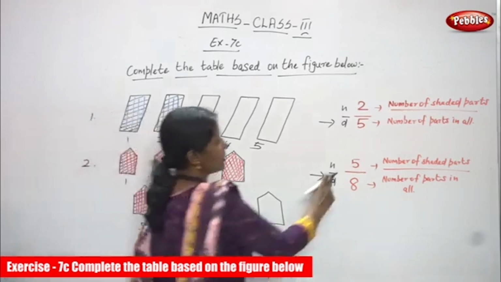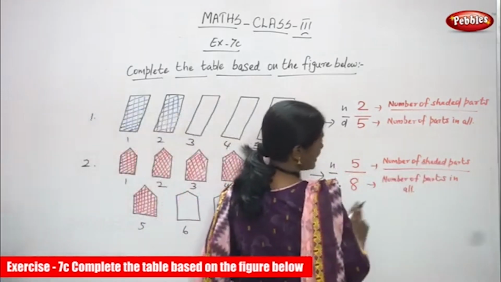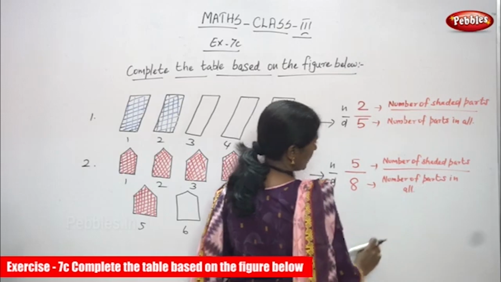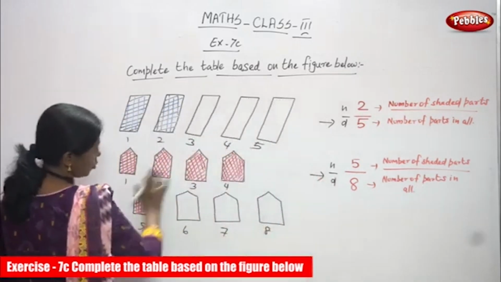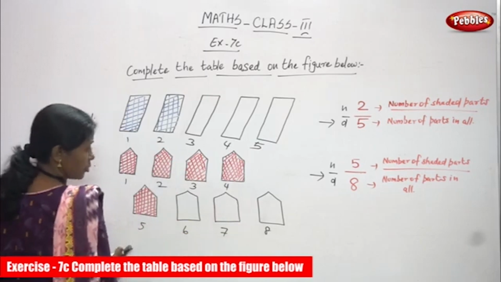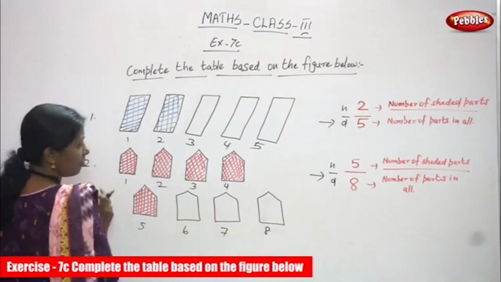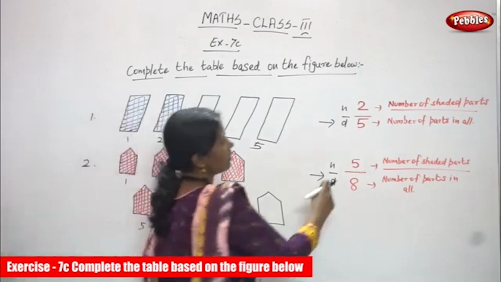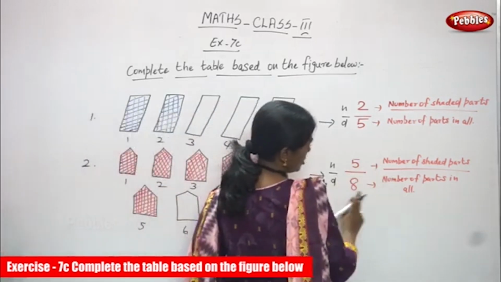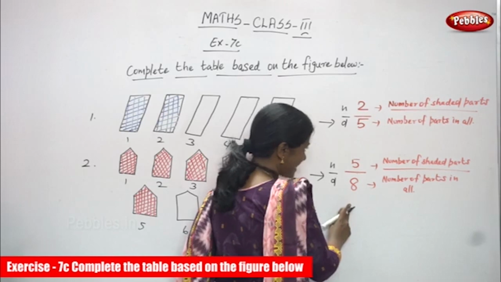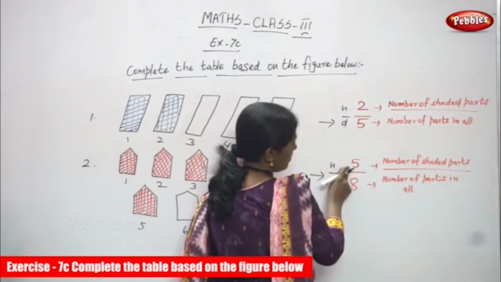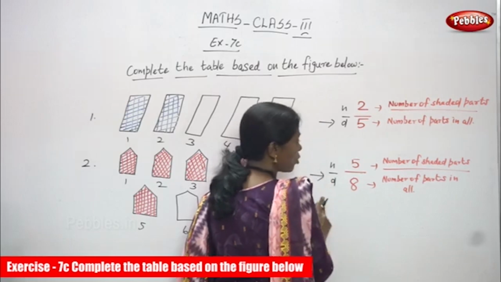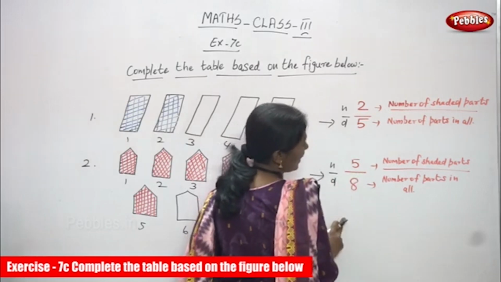So 5 is the number of shaded parts and 8 is the number of parts in all, that is the total number of parts. In the second diagram, the second shape, the total number of parts is 8 shapes, but I shaded only 5 shapes. Number of shaded parts is 5. Number of parts in all is 8. So 5 is the numerator and 8 is the denominator. The top number is the numerator and the bottom number is the denominator. So the fraction is 5 by 8.